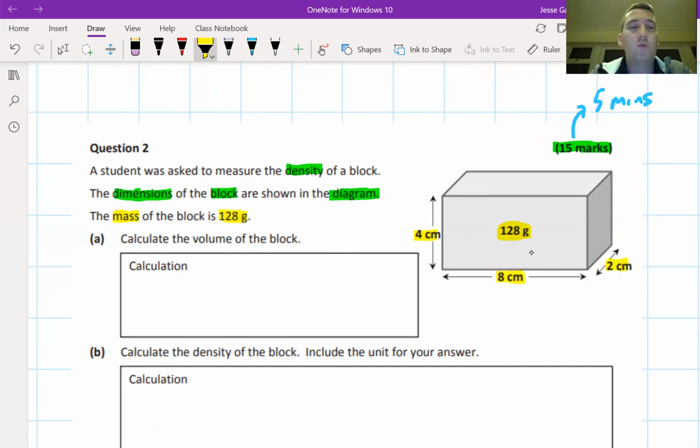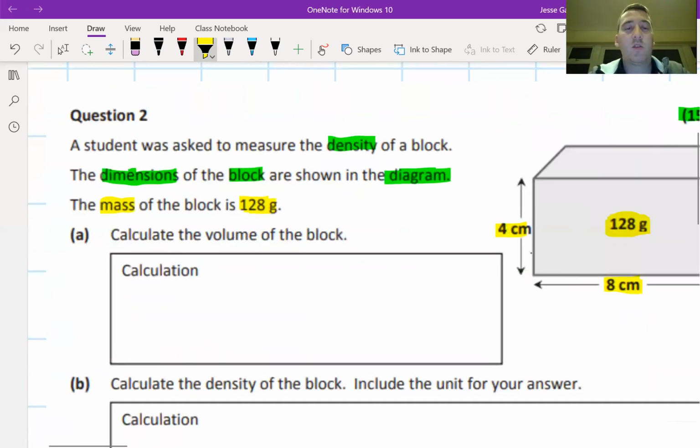All right, so let's go to the actual question now. You're either doing this in your exam papers or you're doing it in your copy. So it's part A, and we're asked to calculate the volume of the block. The first thing you're going to need to do is write down the equation for volume of a solid object like this. What is the formula for this? So pause the video, write down the formula for volume.